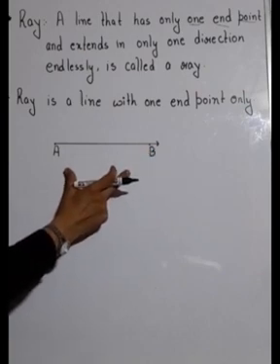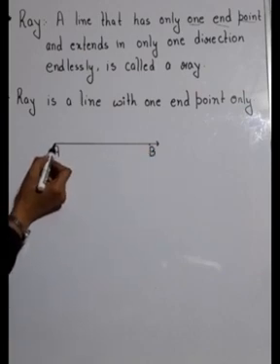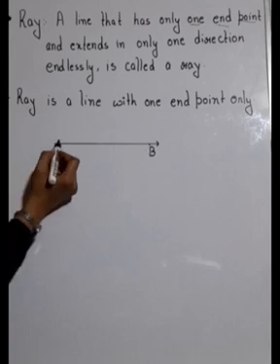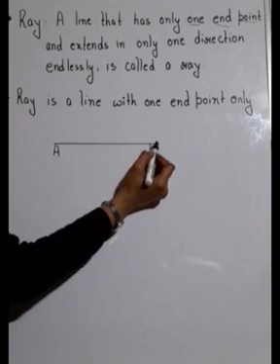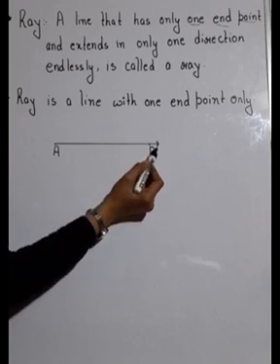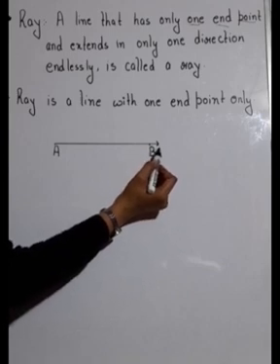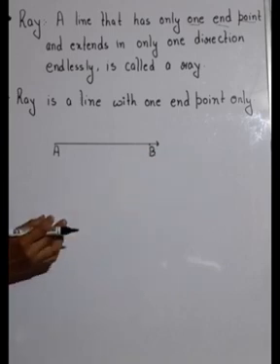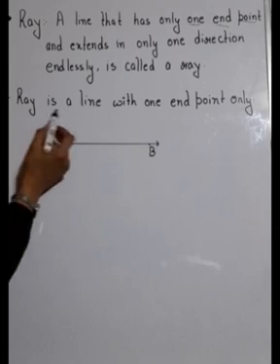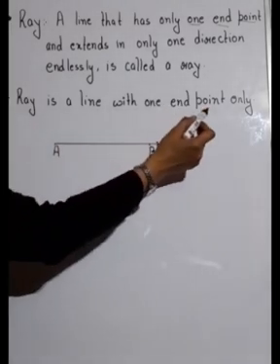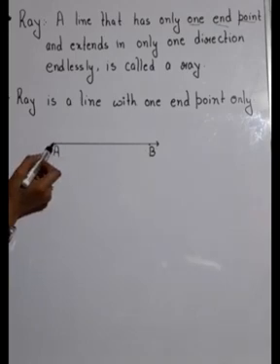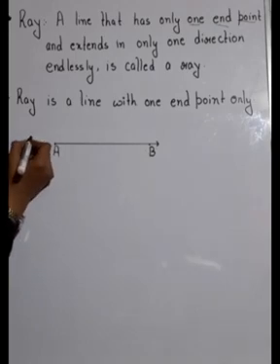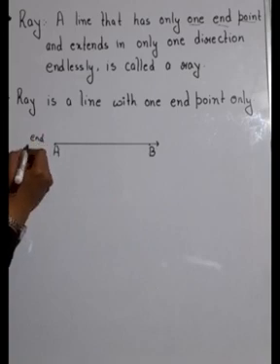Here I have drawn a ray. This is your endpoint, that is A. From A the ray starts and goes towards B, and I have made an arrow over here. What does this arrow indicate? That the ray is extending towards the right endlessly. A ray is a line with one endpoint only. I told you before also that a ray has only one endpoint. Here you can say this A is your endpoint.